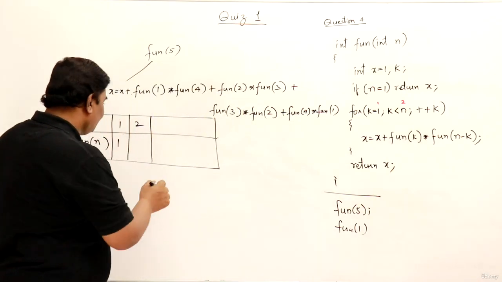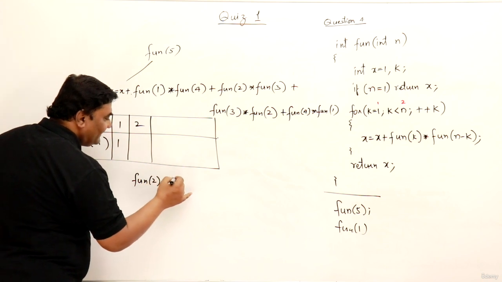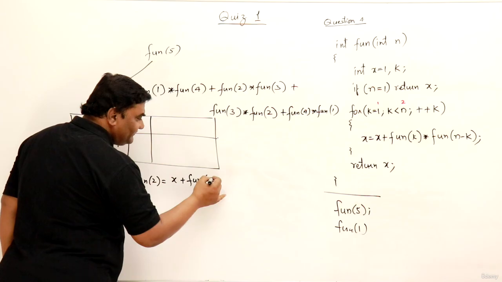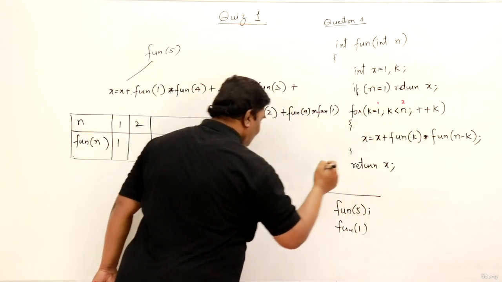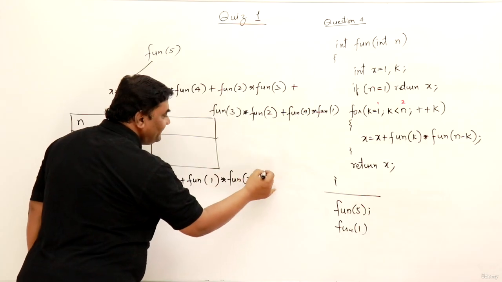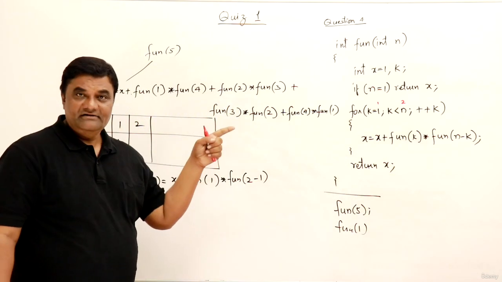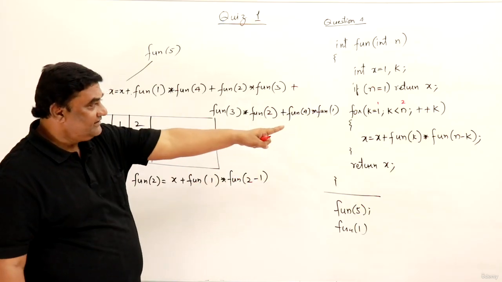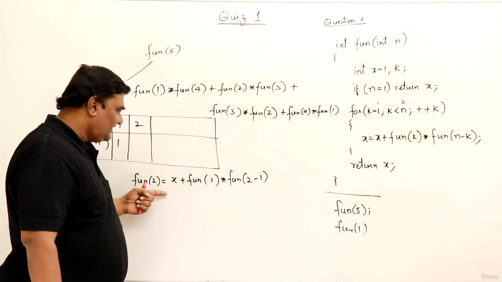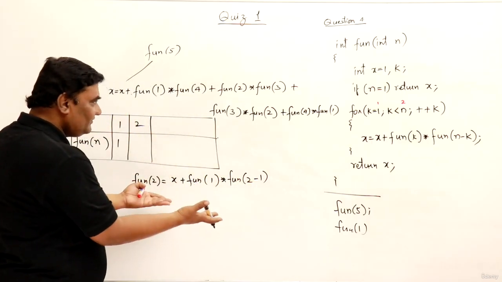So let us do it. For fun of 2, it will be x plus fun of k, that is, k is 1, into fun of 2 minus 1. K is 1, right? Only one time it will repeat. Just observe that, there is nothing to explain. You have to read and understand it. So this for loop will repeat for only one time. That statement I wrote here. It's only this much, that's all, only one time.